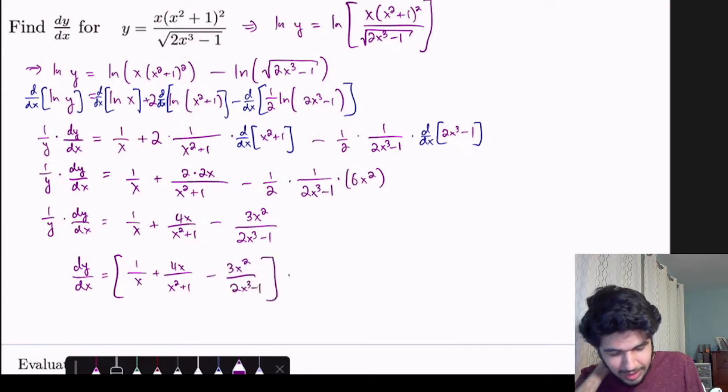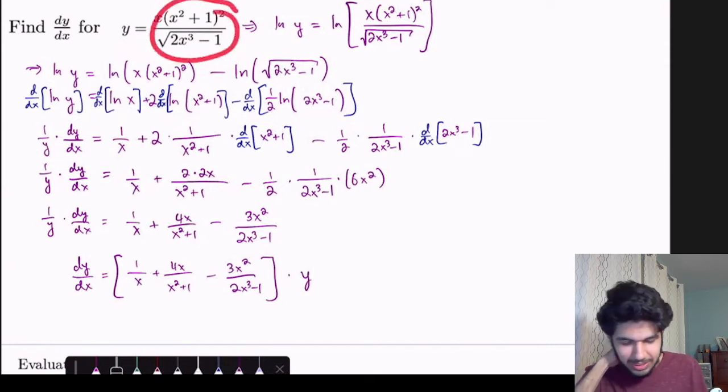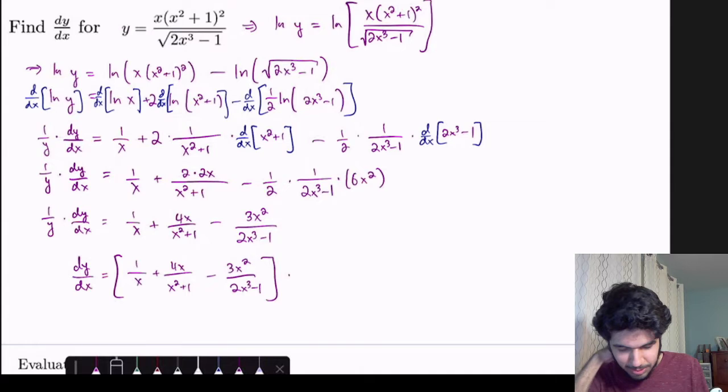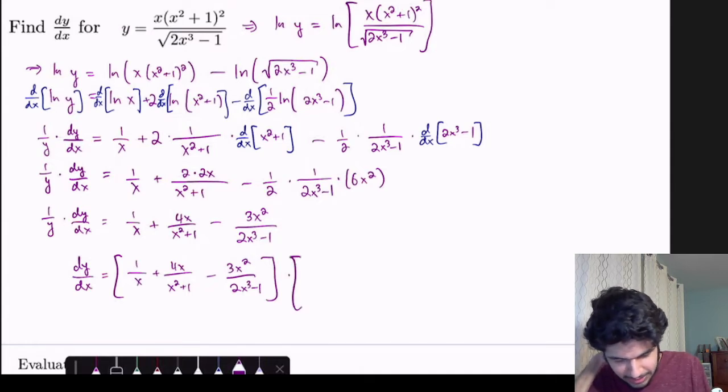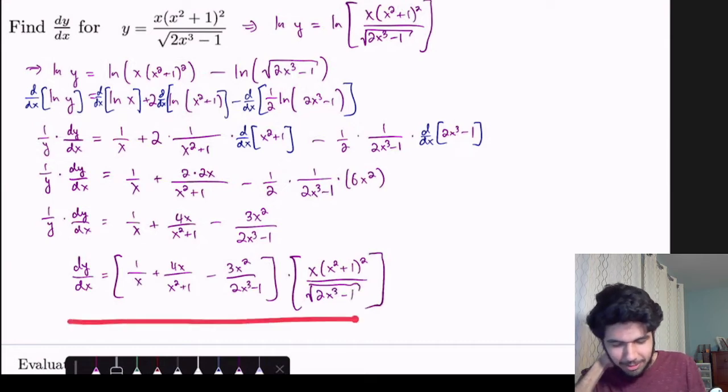but y is given for us right here. So we will substitute this quantity in where we see y, so we'll get rid of that, and replace it with x times x squared plus 1 squared over square root of 2x cubed minus 1. So this is our final answer.